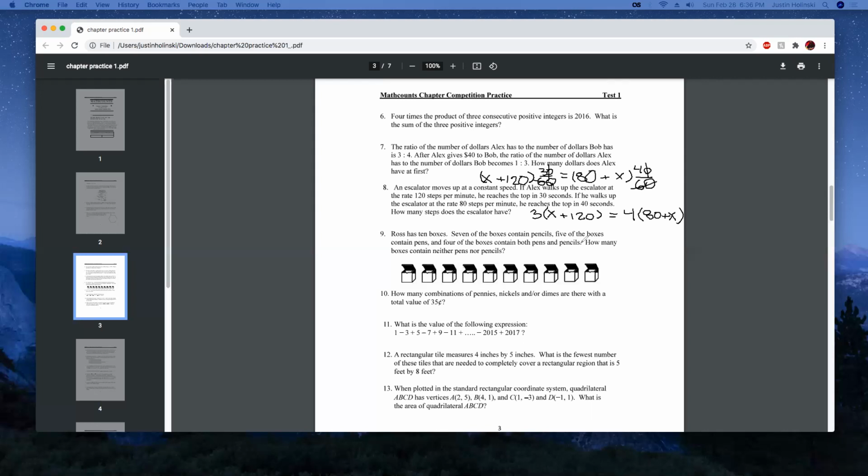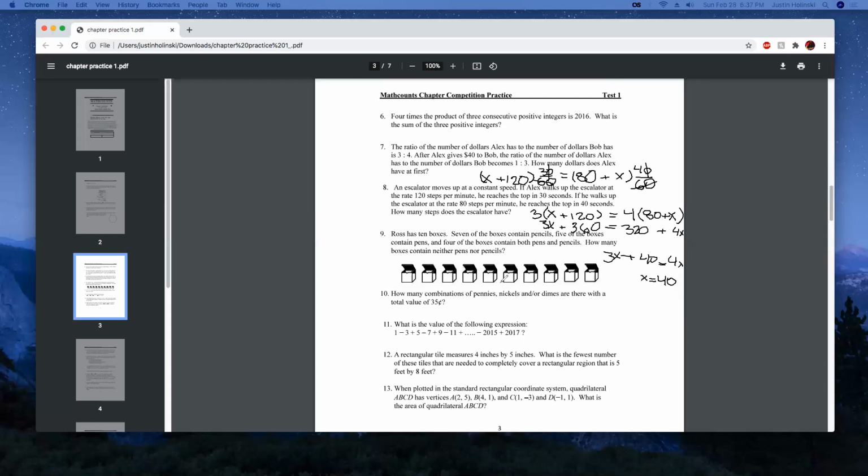Excuse me for that. So we're going to distribute the 3. We get 3x plus 360 equals 320 plus 4x. Then we can subtract 320 from both sides. So we get 3x plus 40 equals 4x, and x is equal to 40. But we're not done yet. I think this is just the escalator speed.